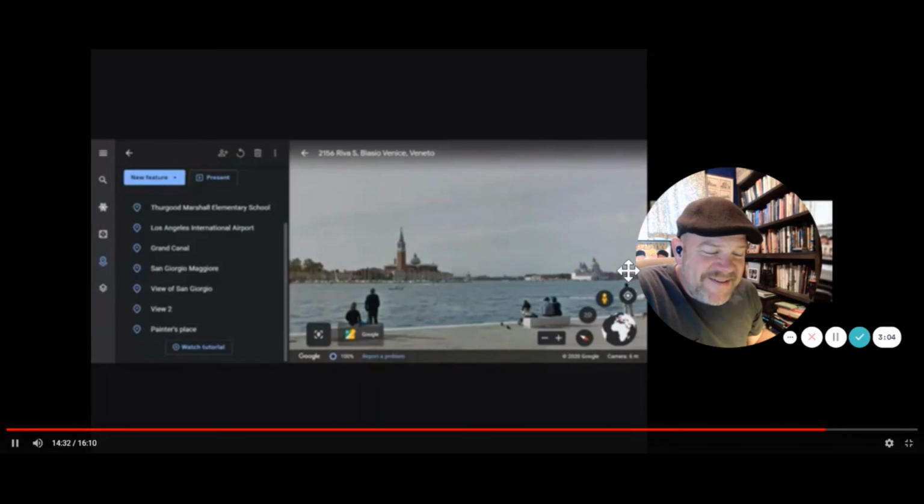Isn't that gaspy, mind blowing? Oh, that is so cool. And you know what? I think that's why those people that are in the picture are sitting there.